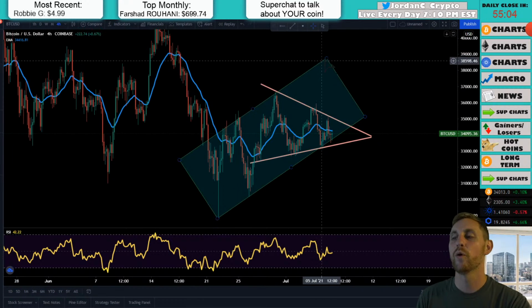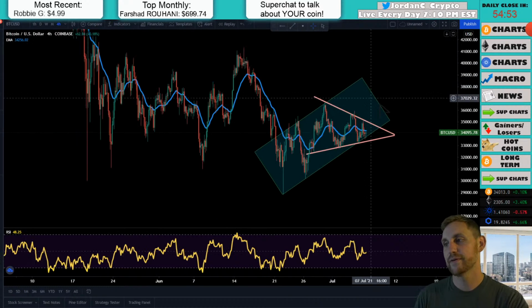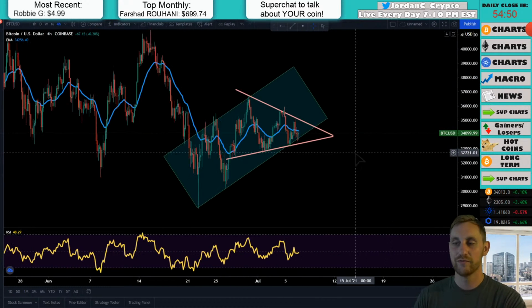Flipping on over to our 4 hour chart. This is really what we're waiting for. I mean, we could talk about the 15 minute, the 1 hour, the 3 hour, the 2 hour, the 1 minute, right? We could talk about all these time frames, but really what we're waiting for right now is a breakout of one of these two patterns.